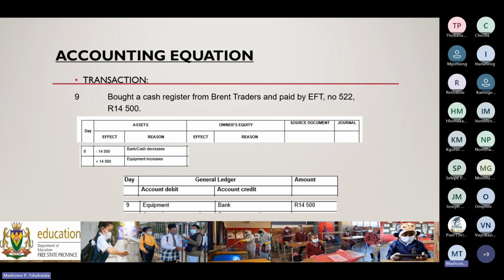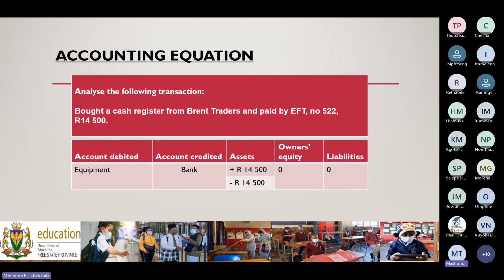Then the source document here, let us remember, it is EFT, then the journal is CPJ, cash payment journal. Now, account to be debited, it will be equipment because it is an asset, and assets increase on the debit side. Equipment will increase, then bank, as we are paying, bank will decrease on the credit side. Now, analyzing it on this format, familiarize yourself, learners, with this format because it is the format that we are using currently. Account to be debited, equipment, account to be credited, bank. Now, under assets we will have plus 14,500, also minus 14,500.